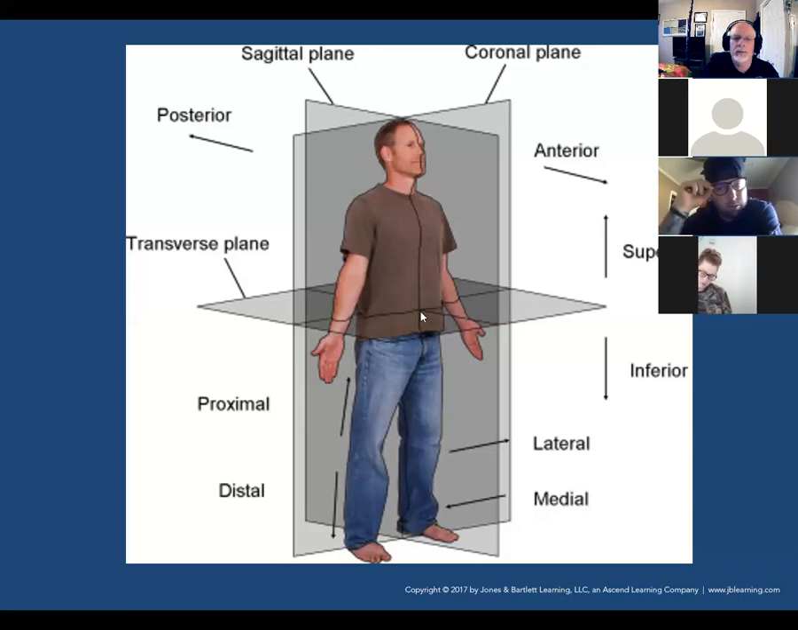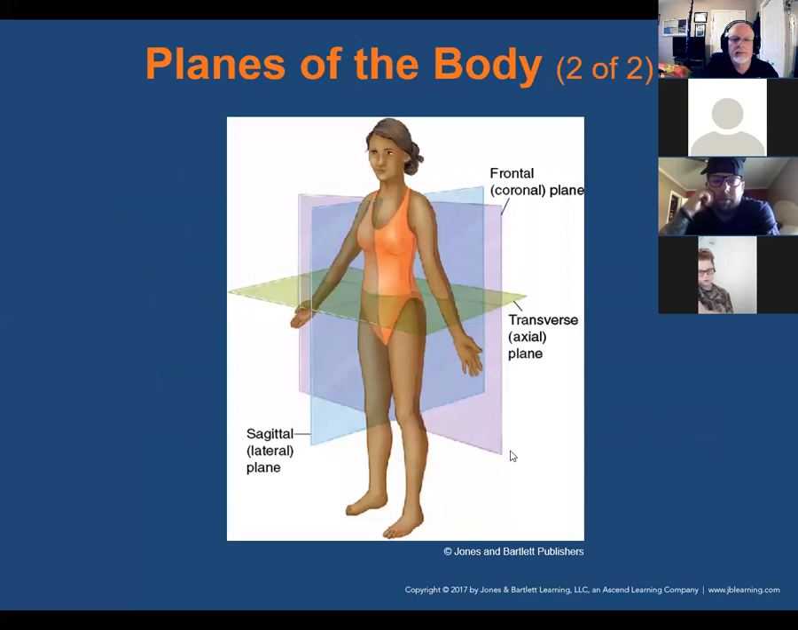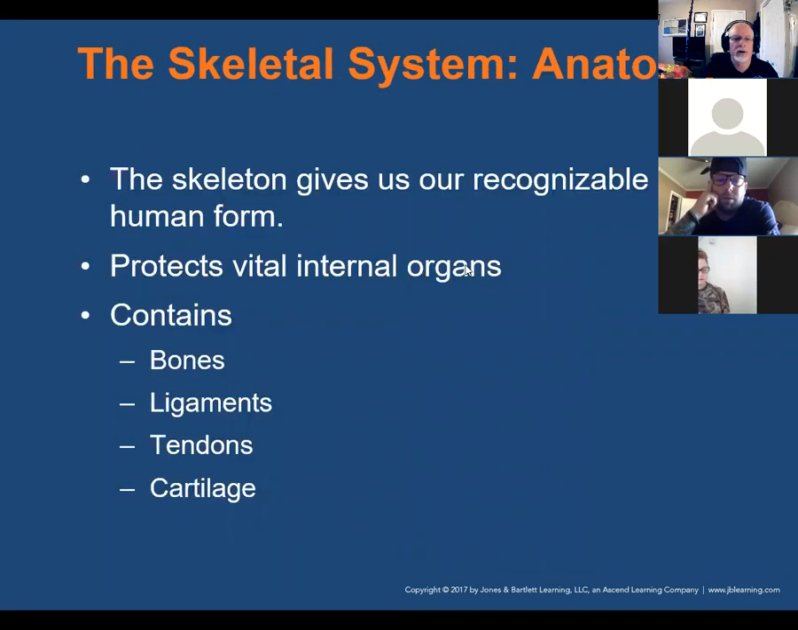Superior would be toward the top of the head. Inferior would be toward the foot. So I think we covered them all. Okay. Another picture of it, if that one was too busy for you, transverse plane right through the umbilicus. Sagittal plane divides into right and left, and then coronal plane front and back.